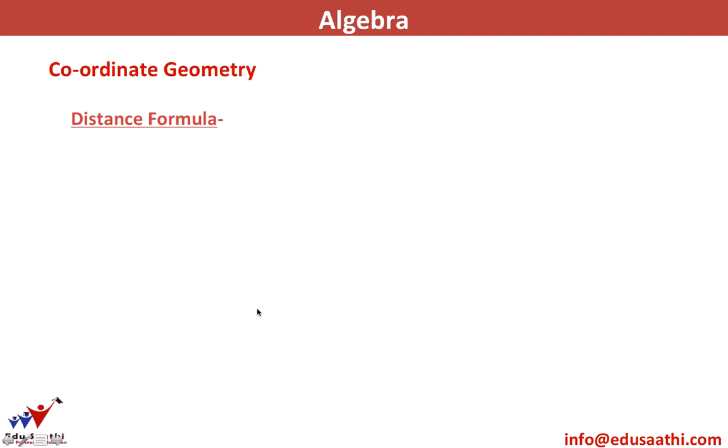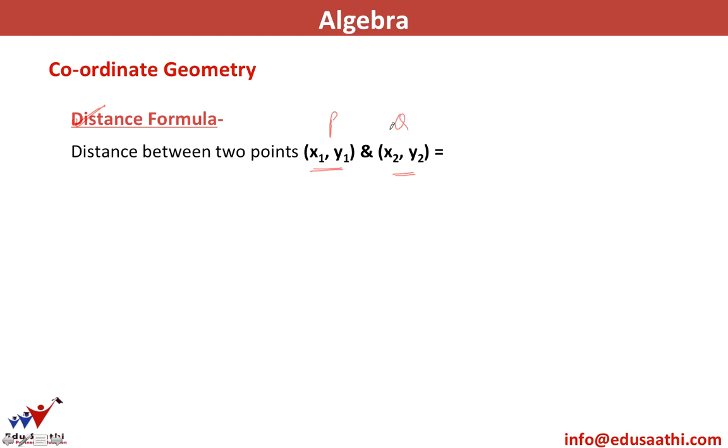Let's look at the first formula that we have in coordinate geometry. The first formula, which is a very, very important formula, is the distance formula. The distance between any 2 points on the xy plane can be found out by using this distance formula. So any 2 points, I can label them as (x1, y1) and (x2, y2). These are any 2 points. So if I have to find out the distance between the 2 points, I will use a distance formula.